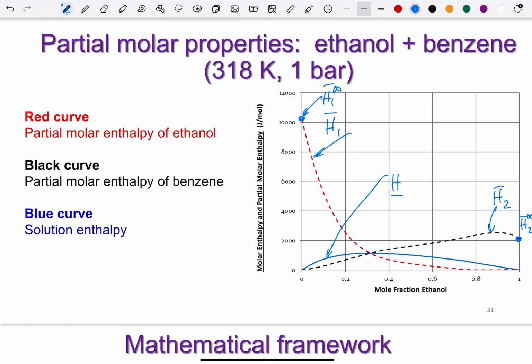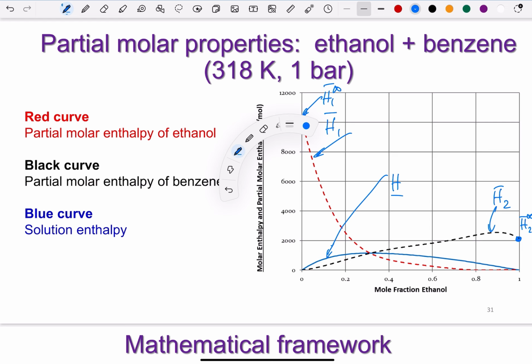Again, this is very important when we are talking about the non-ideal behavior in chapter 11. It helps us to get the parameters for some activity coefficient that we are going to define.